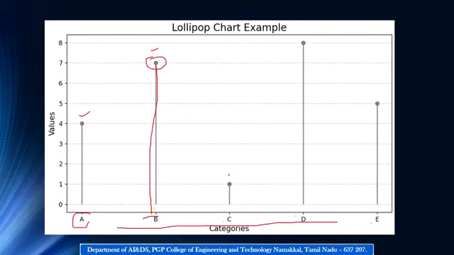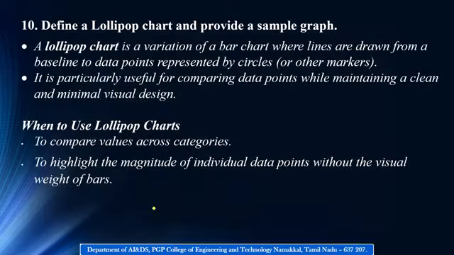Lollipop chart. Now we'll see the theory part here. A lollipop chart is a variation of a bar chart, so it's almost like a bar chart. Single variable, categorical variable, where the lines are drawn from a baseline, the x-axis, to the data point. That means what is the value of that point, from the x-axis to the value. We are going to draw a line and make a circle, represented by the circles, or we can say other markers.